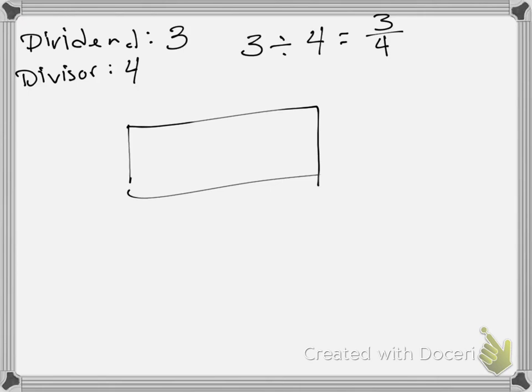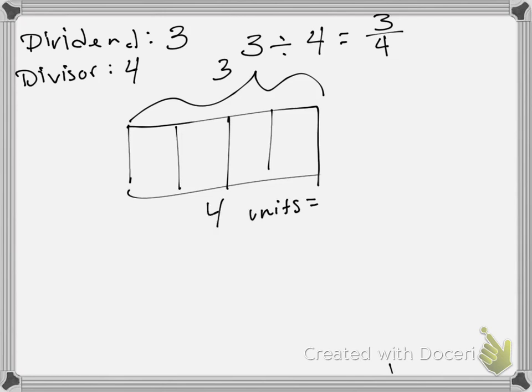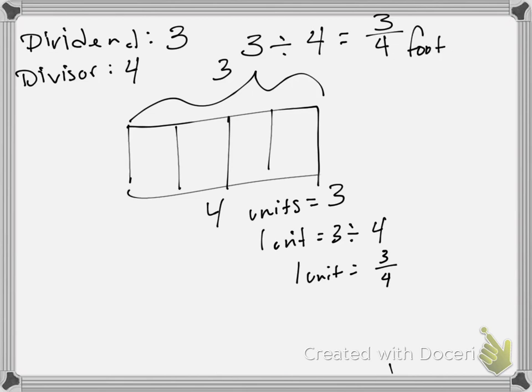So let's prove it. So this is 3. We have 1, 2, 3, 4 units equally. So we can say 4 units equals 3. 1 unit equals 3 divided by 4. So 1 unit equals 3/4. Then the next question says, how long in feet is one of Craig's sandwiches? Well, our answer is 3/4 of a foot. So how long in feet? It would be 3/4 of a foot.